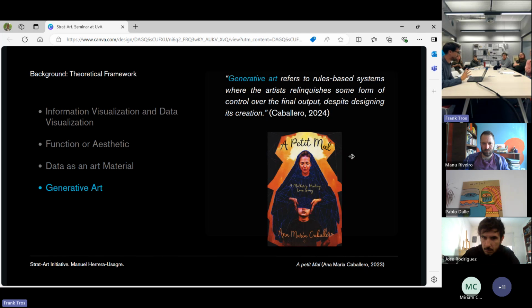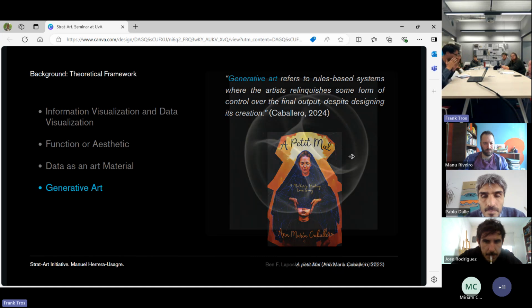The last piece in my theoretical framework has to do with generative art. As defined by Ana Maria Caballero, it refers to a rules-based system where the artist relinquishes some form of control to the technology over the final output, despite designing its creation. So it's a human/machine creation.